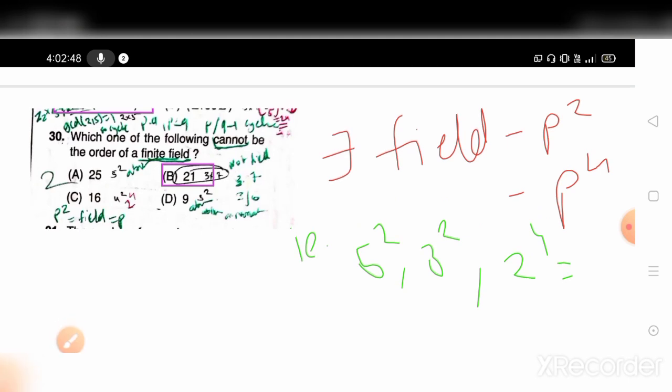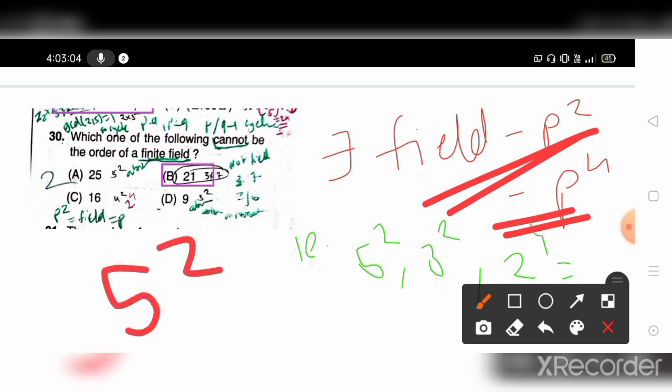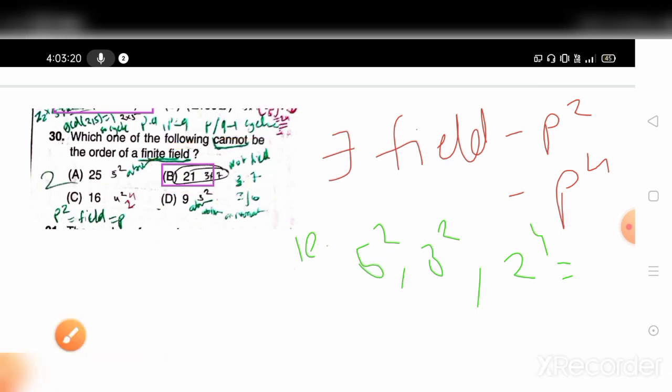Next question. Which one of the following can't be the order of a finite field? There exist fields of order p square and p raised to 4. Check the options: the first option is 5 square, this is p square; option C is 2 raised to 4, that is 16; and D is 3 square, this is 9. Option B is the correct option, which can't be the order of a finite field.